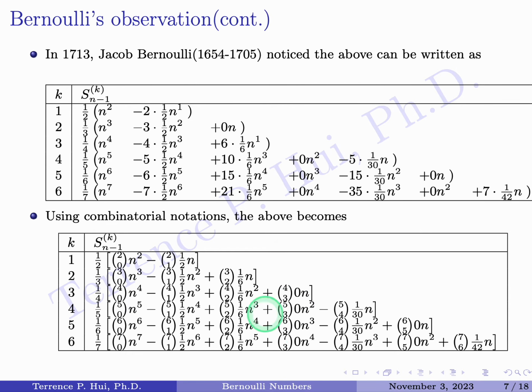If you do a lot of these, you begin to see a pattern that starting from this column, all these odd indices are going to go to 0. So, for example, 4 choose 3, 5 choose 3, 6 choose 3, 7 choose 3, the third one, the fifth one, the seventh one, they all go to 0. So those are very interesting patterns.